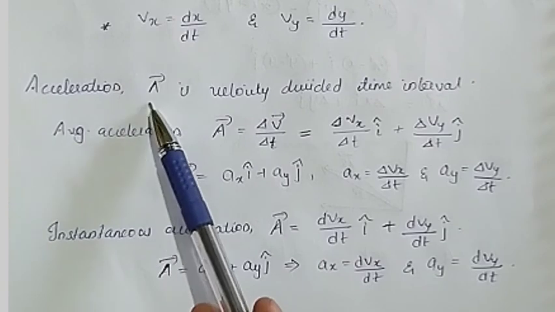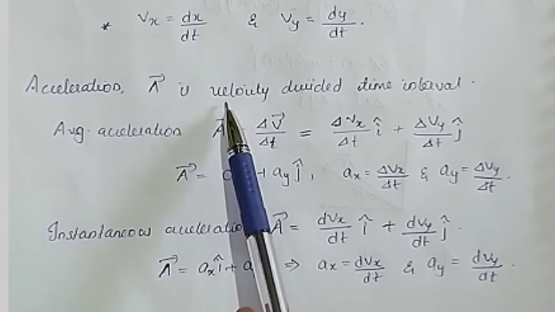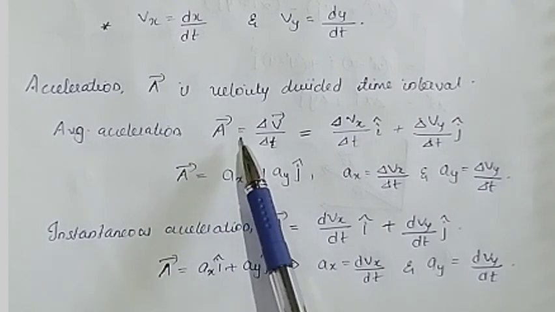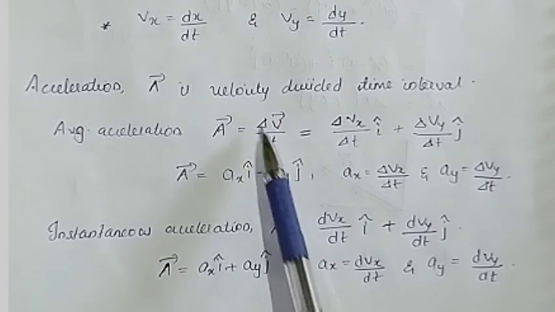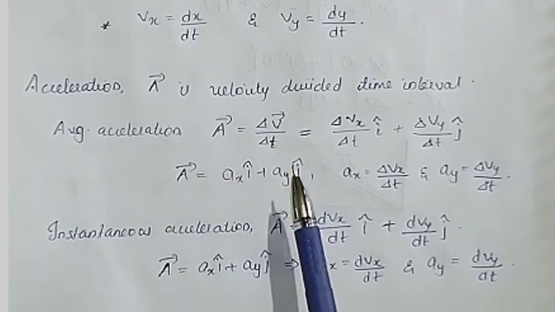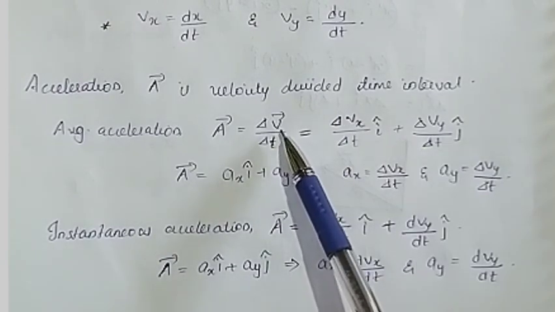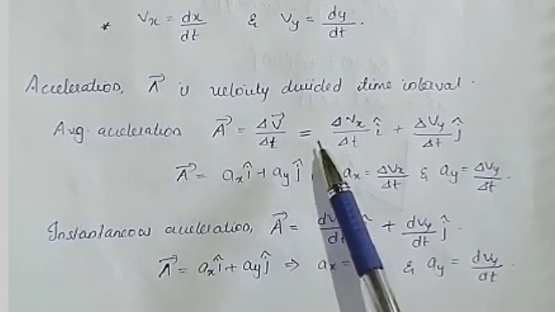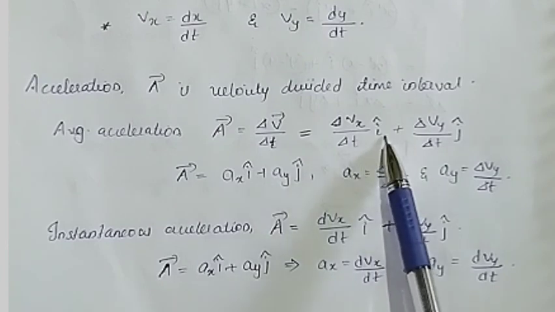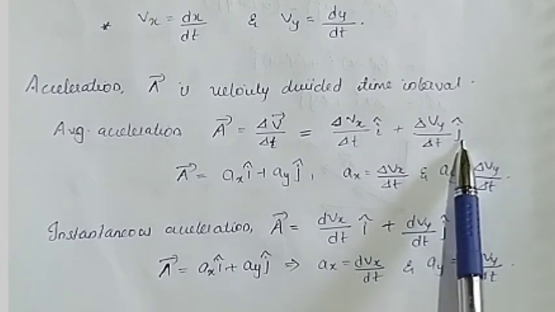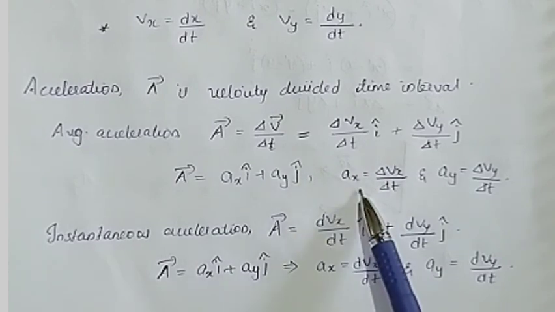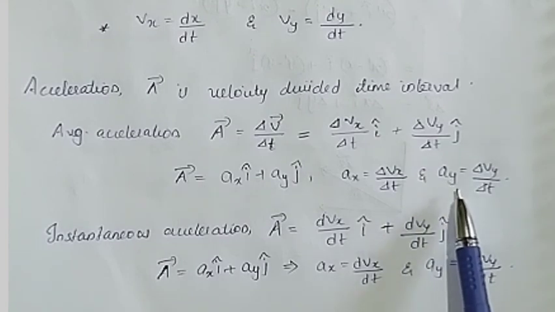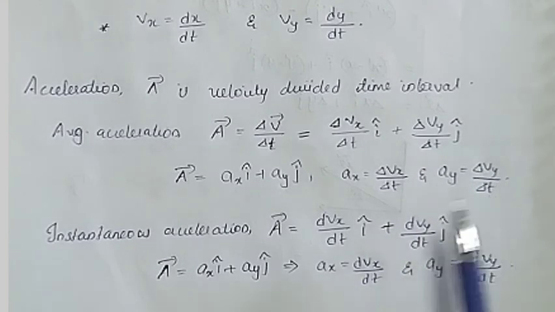Now, to get the acceleration in its component form, we divide the velocity change by the time interval. So, average acceleration vector a is given by delta v by delta t, where delta v is the change in the velocity vector, and we know that v is vx i cap plus vy j cap. Therefore, delta v by delta t can be written as delta vx by delta t i cap plus delta vy by delta t j cap. Thus, the x component of the acceleration vector ax is delta vx by delta t, and the y component of the acceleration vector ay is delta vy by delta t.